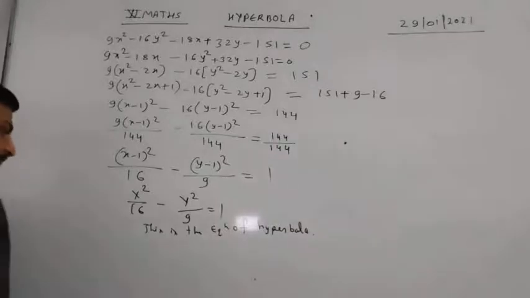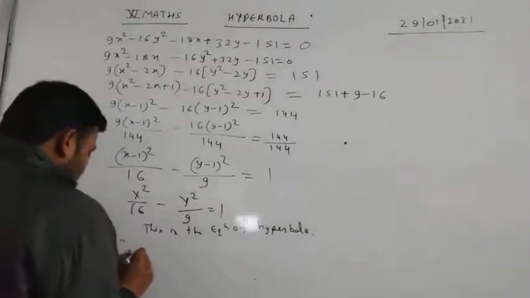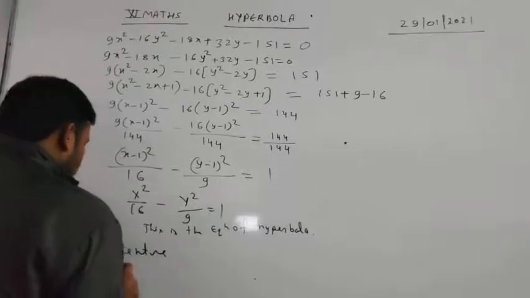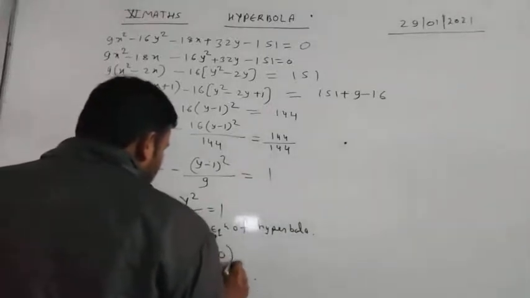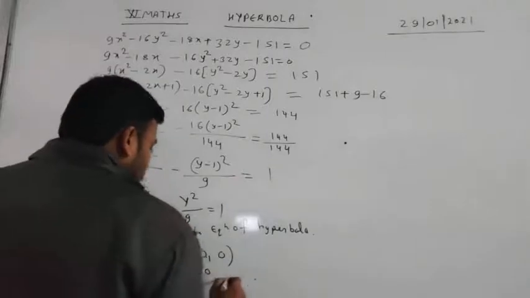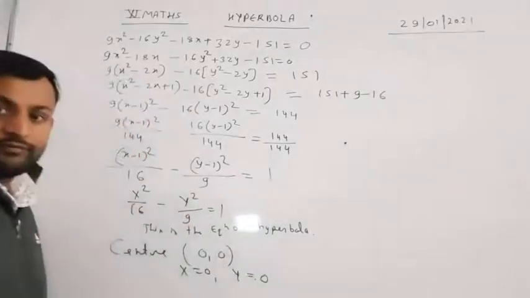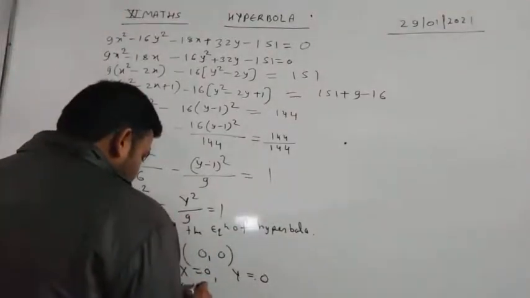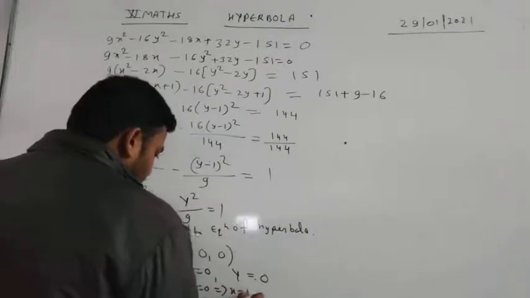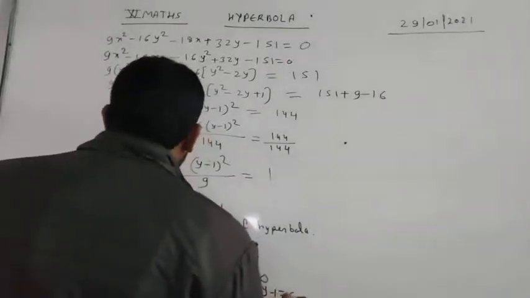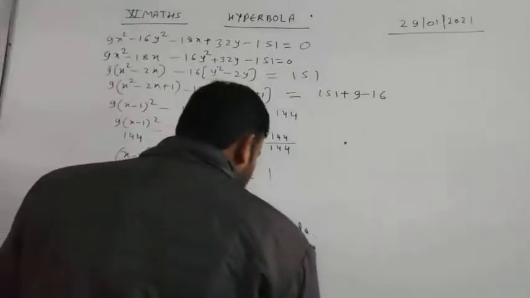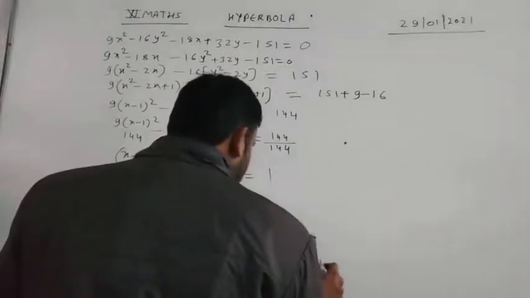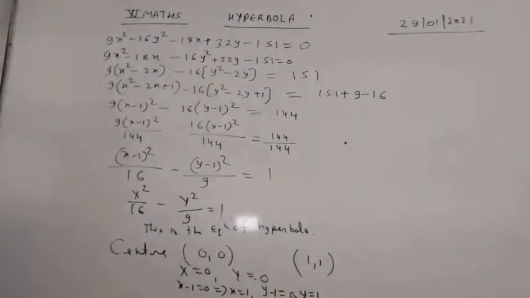So, students, first of all, our center. The coordinates of the center are capital X is 0 and capital Y is 0. So from here, if we put x minus 1 is 0, this implies x is 1, and y minus 1 is 0, so y is 1. So our center is (1, 1).